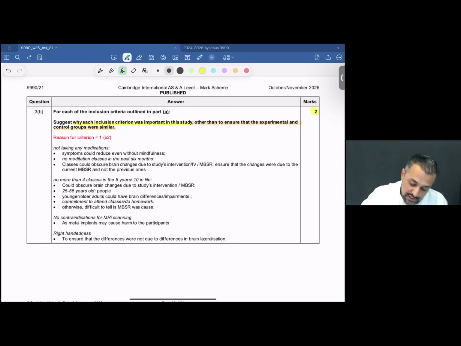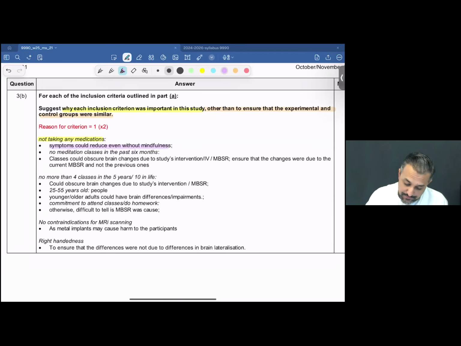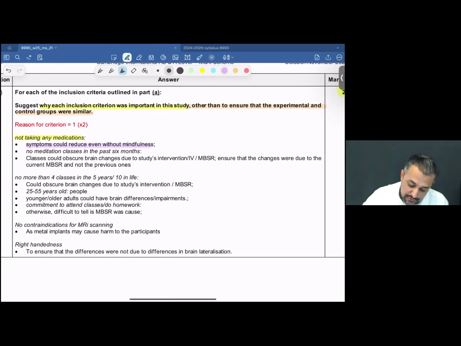So, not taking any medication, let's take this as an example. Not taking any medication, how is it that this would have affected the research? The symptoms could have reduced even without mindfulness, the stress symptoms, because this was about stress reduction. Or just zoom this a little. No meditation class in the past 6 months. Okay, now that's a separate point.